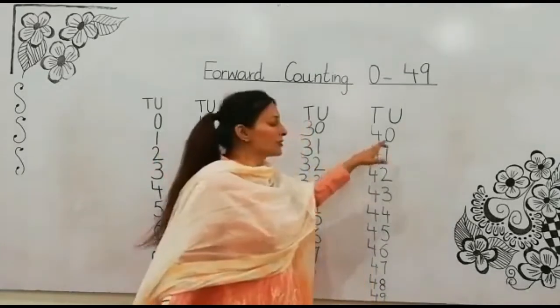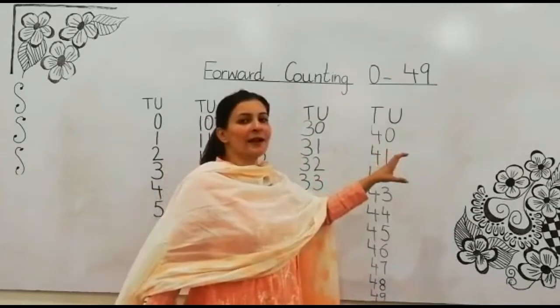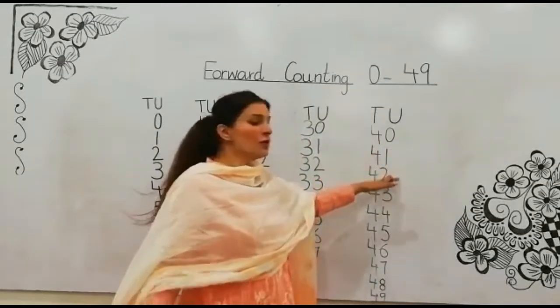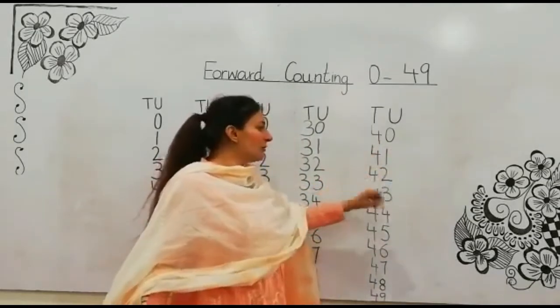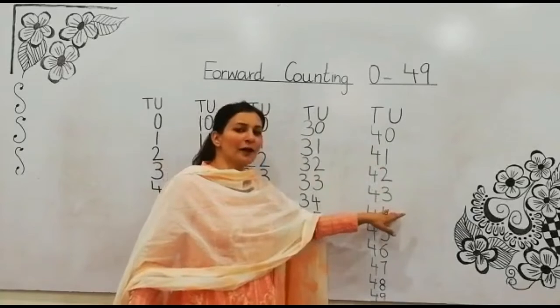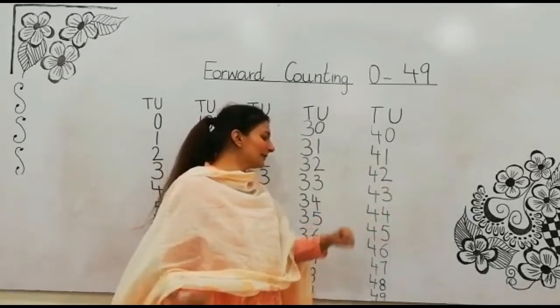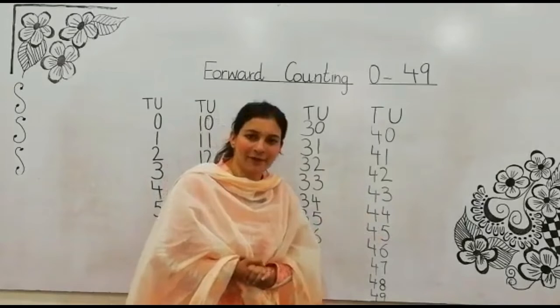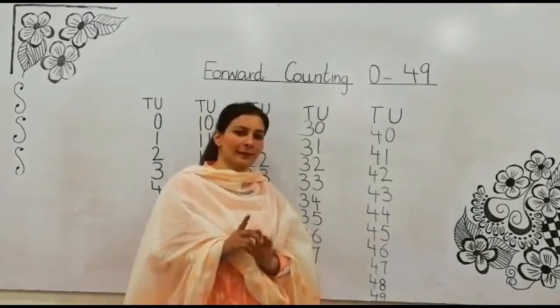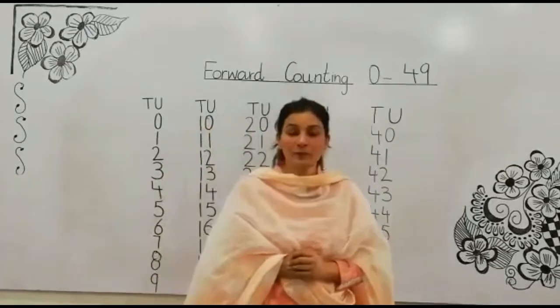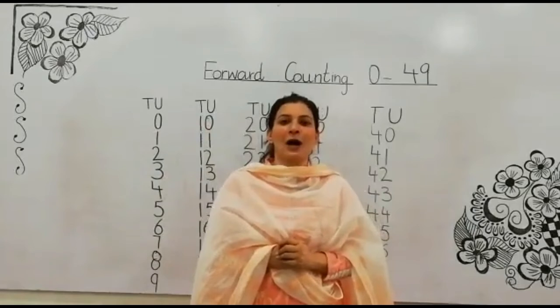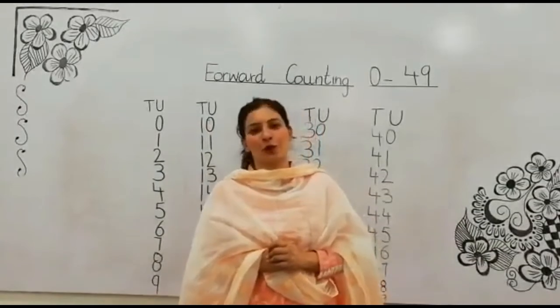What is 40? 40. 40 and 1, 41. 40 and 2, 42. 40 and 3, 43. 40 and 4, 44. 40 and 5, 45. 40 and 6, 46. 40 and 7, 47. 40 and 8, 48. 40 and 9, 49. Today we learn about forward counting 0 to 49.